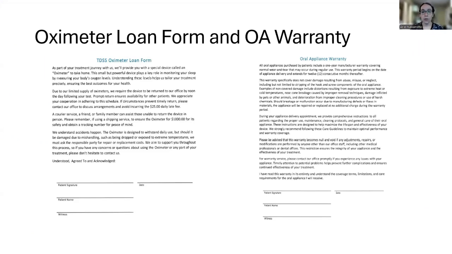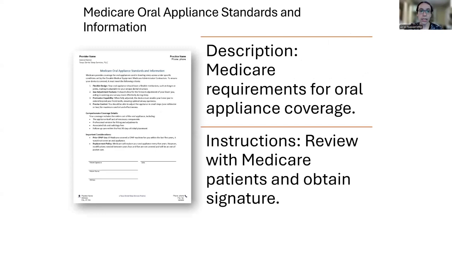Right here, these are also provided in your provider packet: the oximeter loan form and oral appliance warranty. This would need to be in the provider packet just so the patient is aware of what is going on and what they are agreeing to. Right here is a copy of the Medicare oral appliance standard and information. This is just Medicare requirements for oral appliance coverage that the patient would be signing.